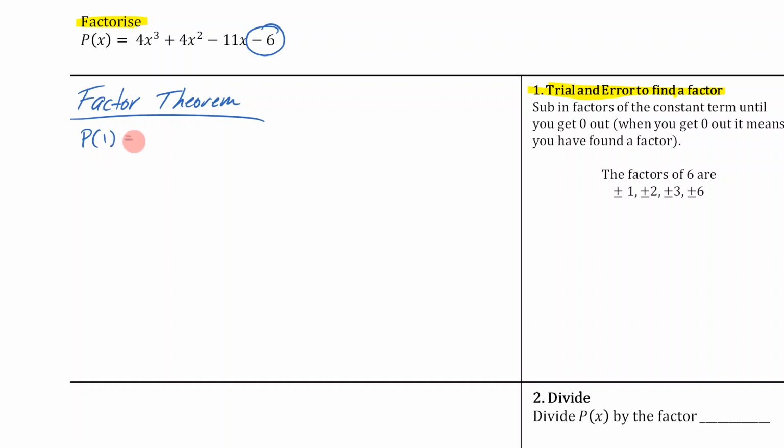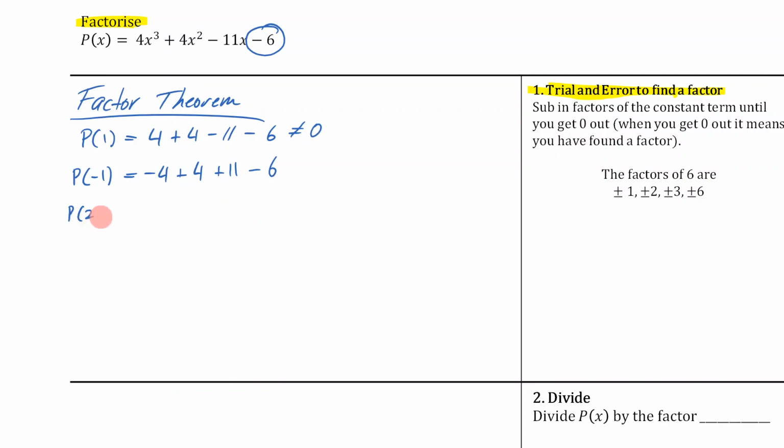P of 1 is going to be equal to 4 plus 4 minus 11 minus 6. Now, looking at this, that's definitely not going to work. Not 0. P of negative 1 is going to give me negative 4 plus 4 plus 11 minus 6. Now this would cancel with this, and then no, that also would not work. So let's keep on going.